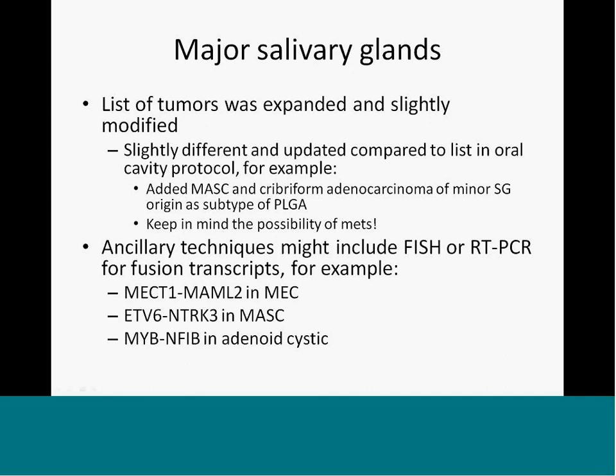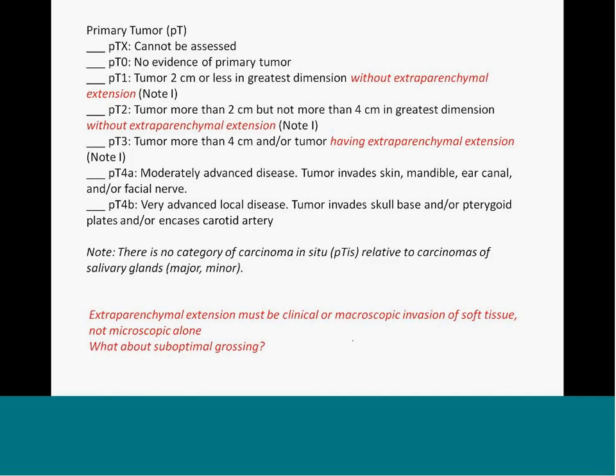The other thing that's very important about the major salivary glands is that the ancillary techniques might include the use of FISH or PCR for the detection of fusion transcripts. For instance, in mucoepidermoid carcinoma, there is characteristically in the majority of cases a MECT1-MAML2 translocation. In MASC, you have a characteristic translocation called ETV6-NTRK3, and another one in adenoid cystic carcinoma.